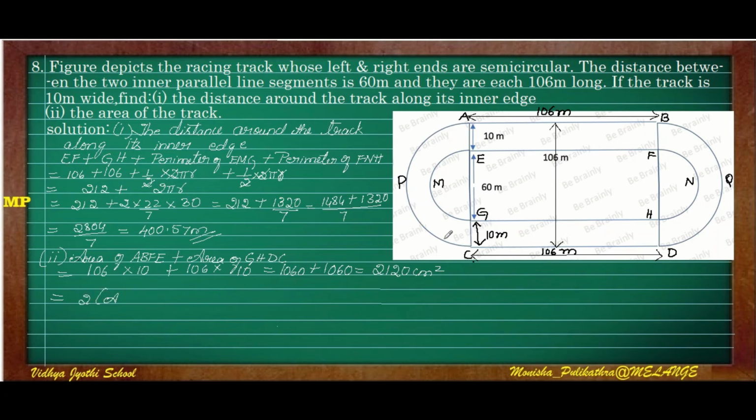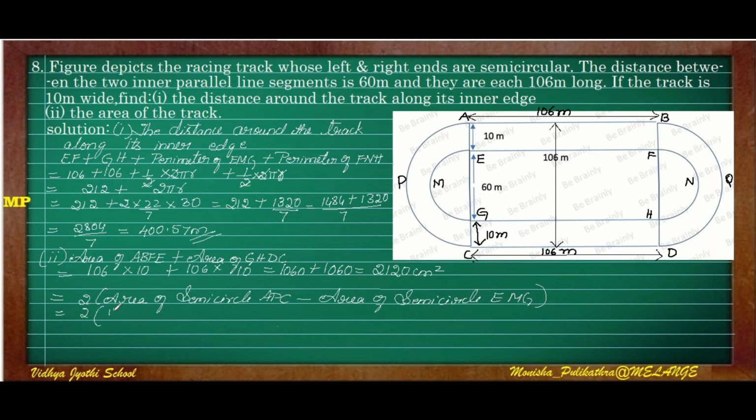So next what we have to do, this is also over. Next we have to find out the outer semicircle of this. So the inner edge is finished, the outer edge, this area has been finished. Now we have to find out the outer semicircle. So 2 into area of semicircle APC minus area of semicircle EMG. So we have to just subtract it. If we subtract it, we will get the entire track.